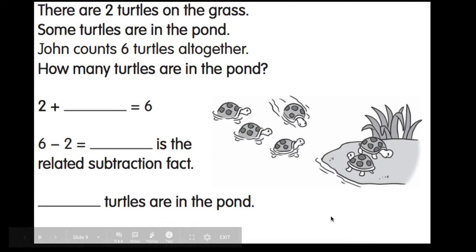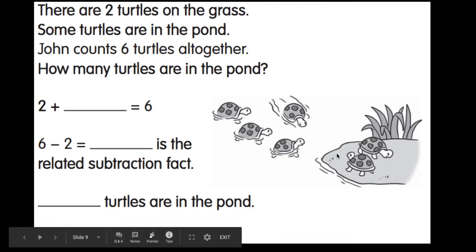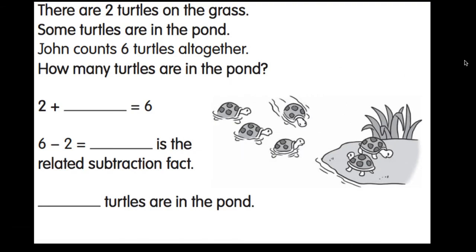Okay, so then you might see some word problems like this that have the missing add-in. So these are really difficult, but again, it's all about focusing and really looking to see what the question's asking you. So let's read it. It says there are two turtles on the grass, so you can see them here. And some turtles are in the pond. You can see those here. John counts 6 turtles altogether. How many turtles are in the pond? So it says here 2 plus blank equals 6.